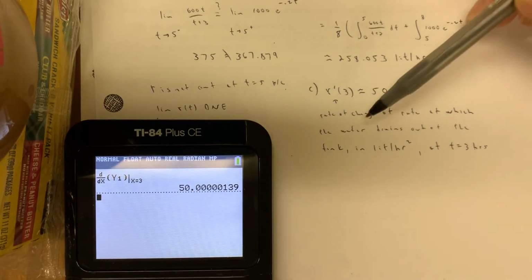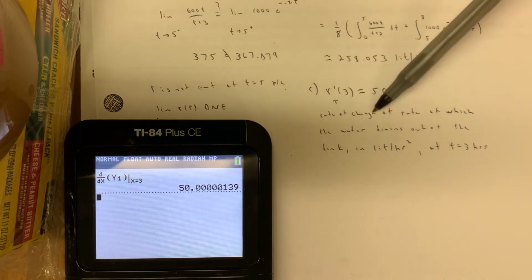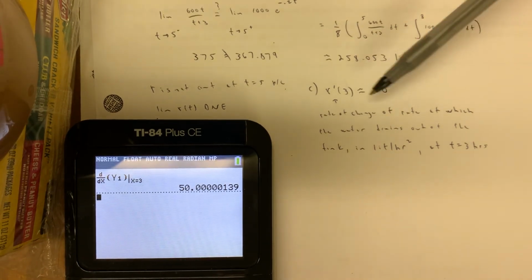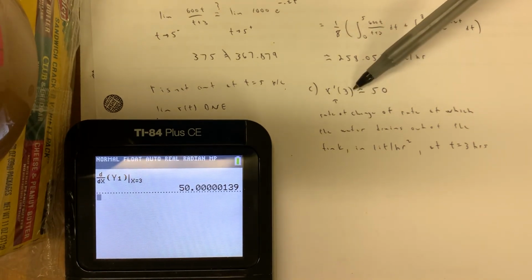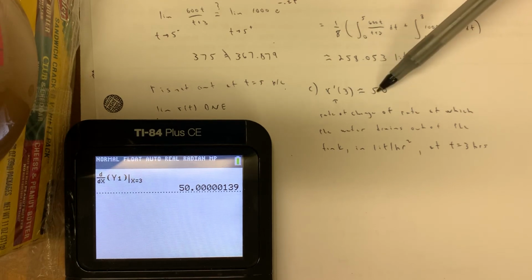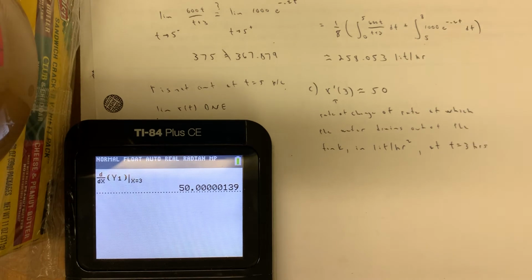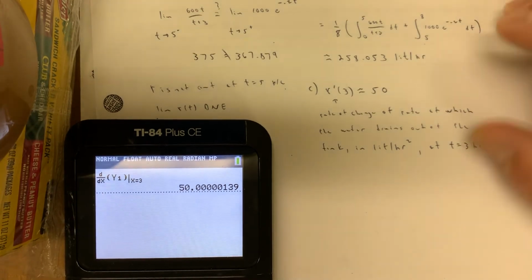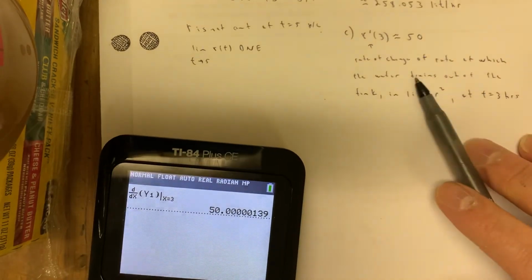It's the rate of change of the rate at which the water drains out of the tank. What does that really mean? The rate at which the water is draining out, the rate of change is positive, so it's actually increasing, okay, the rate at which the water is draining out at the end of the third hour. You don't have to worry so much about what's going on contextually, like I said, as long as you actually say it this way, okay?